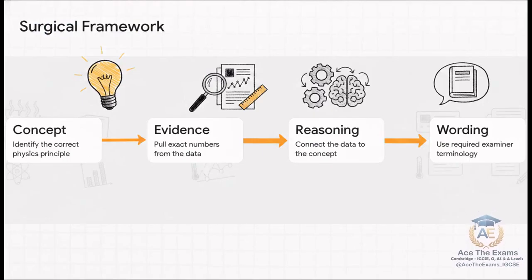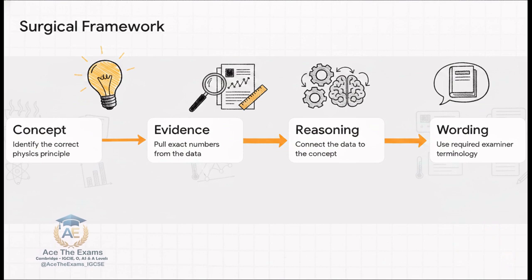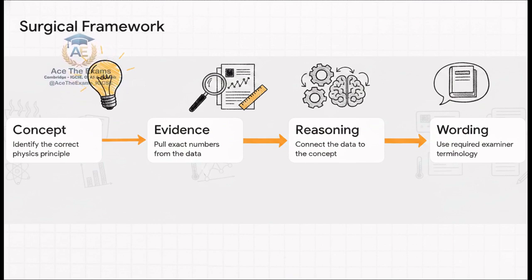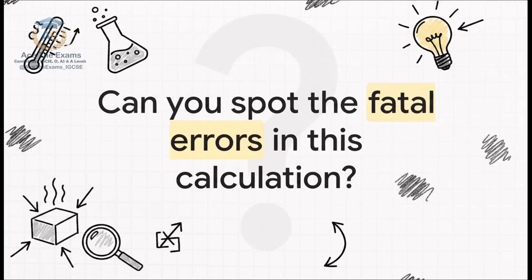We call this the surgical fix framework, and it turns passive revision into an active mark-extracting machine. It takes just 4 steps. First, the concept, pinpointing the exact physics principle involved. Second, evidence or data, pulling the precise numbers they gave you in the prompt. Third, scientific reasoning, actually connecting your data back to the concept. And finally, examiner wording, using the exact vocabulary Cambridge demands. No slang, no guesses. Let's put this framework to the test right now.